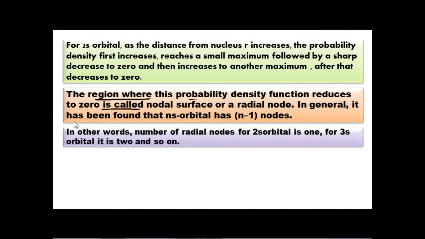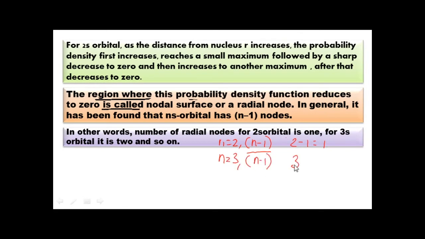In other words, the number of radial nodes for 2s is 1. So n equal to 2, the formula n minus 1, so 2 minus 1 equal to 1. For the 3s orbital, n equal to 3, and then the formula n minus 1, so 3 minus 1 equal to 2.